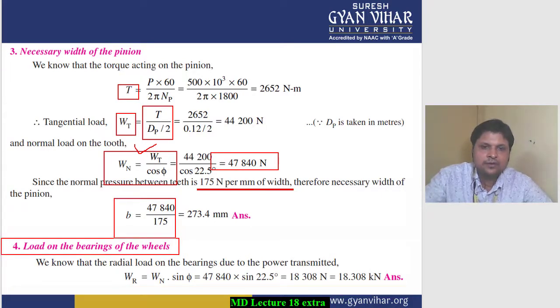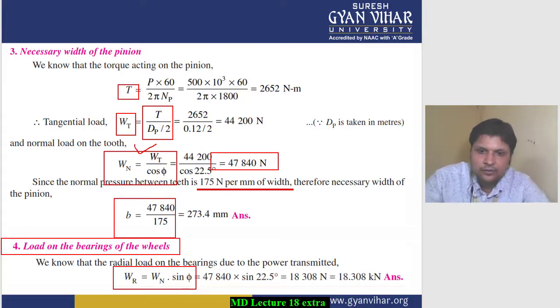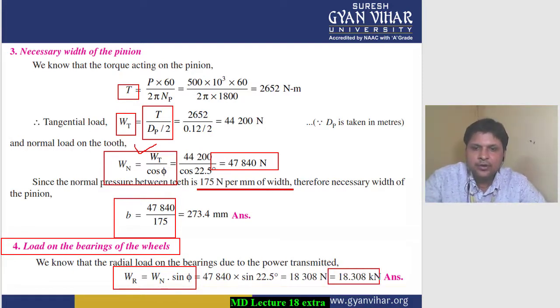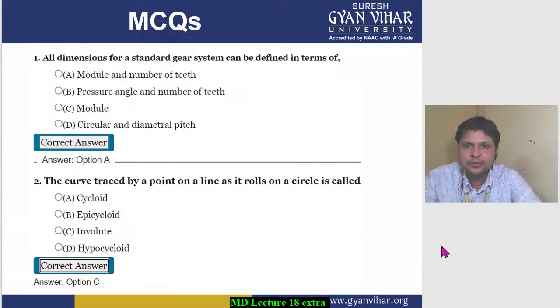Now the fourth thing that is required to be calculated is the load on the bearing of the wheels. We know that the radial load on the bearing due to power transmitted is Wr equals Wn sin phi. This will give you the radial load, which you can calculate as 3.308 kilonewton. So the fourth thing is also calculated.